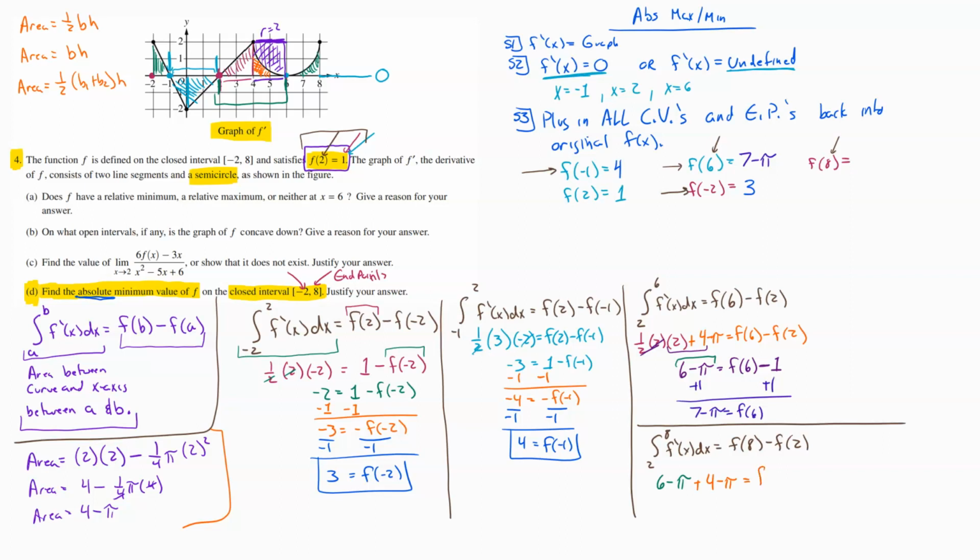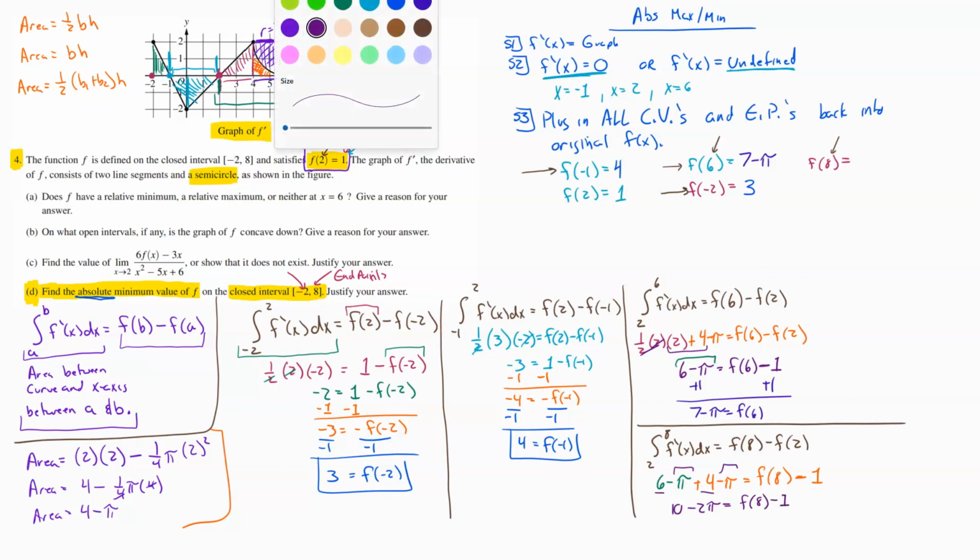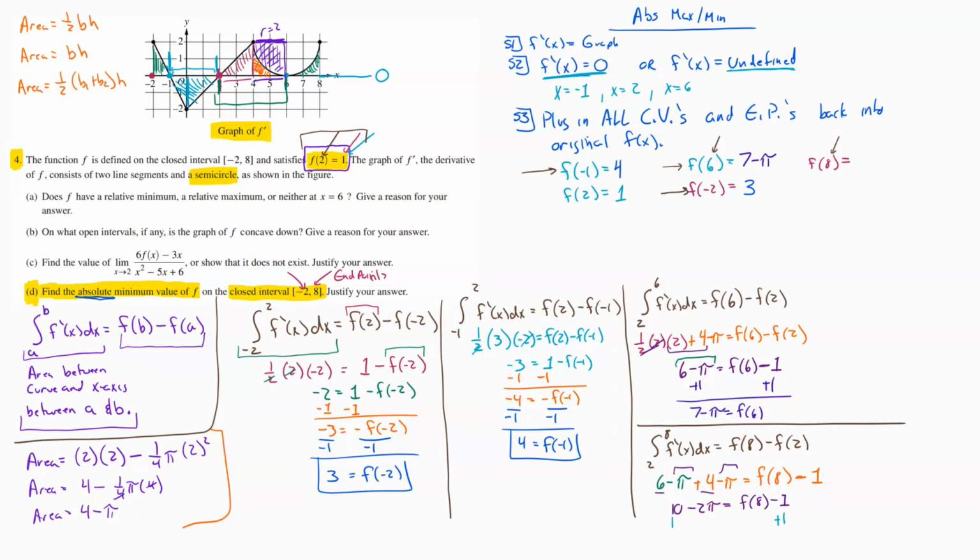And that's all equal to f of 8 minus f of 2. We know what f of 2 is. F of 2 is 1. Keep cleaning this thing up. We get 6 plus 4 is going to get us 10. We have a pi minus a pi... we get minus 2 pi equals f of 8 minus 1. We will add that 1 over to the other side, and we end up with 11 minus 2 pi is equal to f of 8. So we figured out our last piece here of the puzzle.